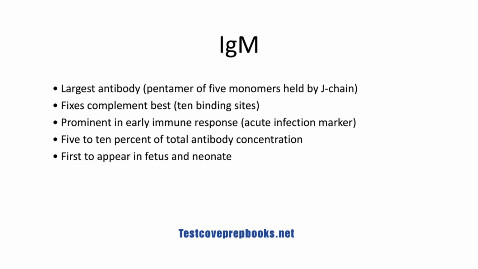Next is IgM. IgM is the largest antibody, existing as a pentamer, 5 monomers linked by a J chain. It has 10 functional binding sites, making it the best at fixing complement. It is the first antibody produced in response to an infection and is the marker of an acute infection. IgM makes up about 5 to 10% of the total antibody concentration. It is also the first antibody to appear in the fetus and newborn.